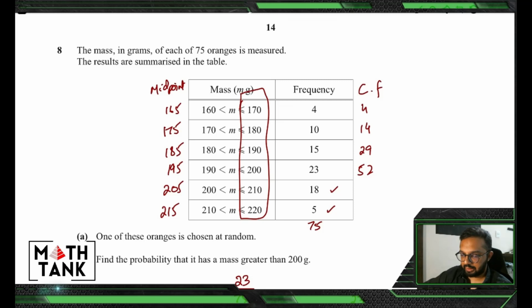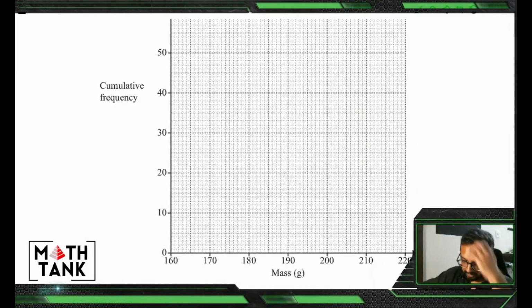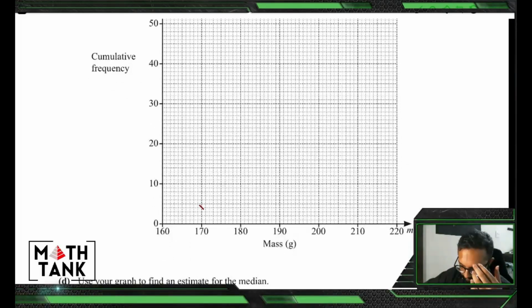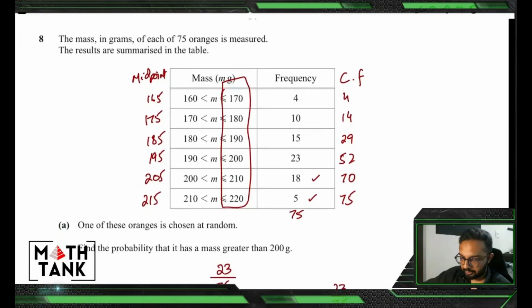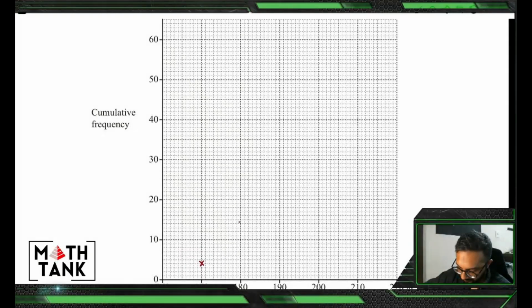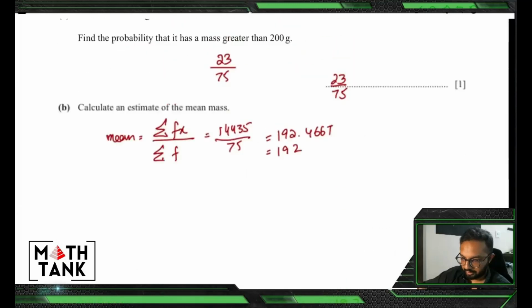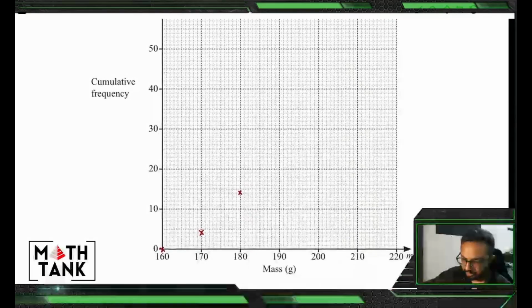And then plus 18 gives me 70, and then 75. So I have to plot 170 comma 4. That's where I should mark. Then 180 comma 14. I'll also mark the 0 here. 190 and 29.